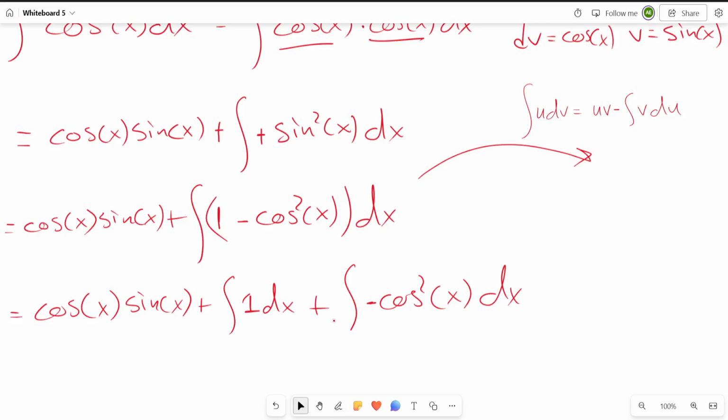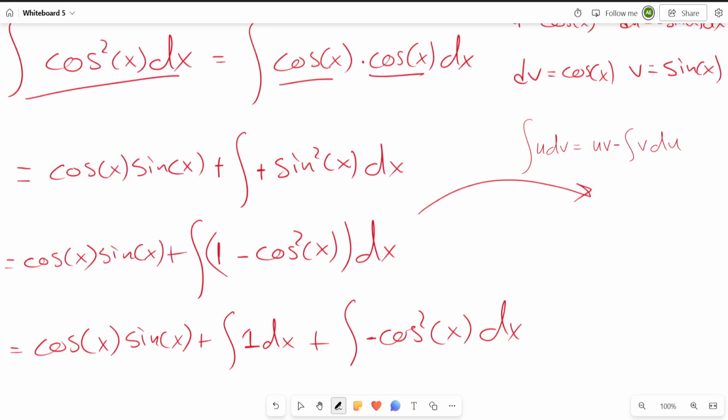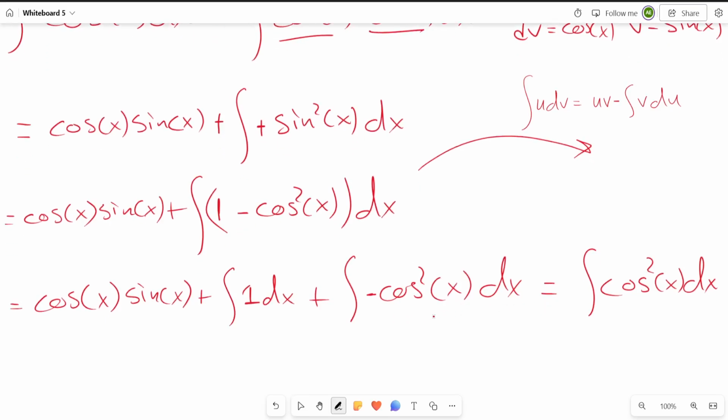And I know that this whole thing is equal to the integration of the main question, or the original question. So this is equal to integration of cosine squared of x dx. So I know from here that this part is very similar to this part. So if I move this whole term to the other side, it's going to become plus integration of cosine squared of x. It's going to add up to this one, and it's going to be 2 integration of cosine squared x dx.